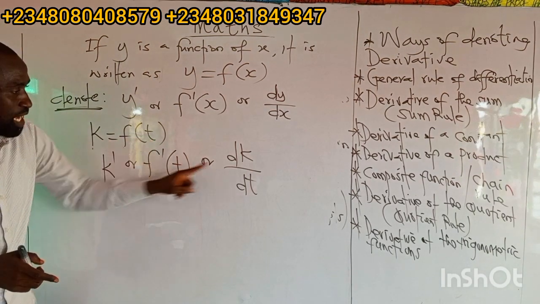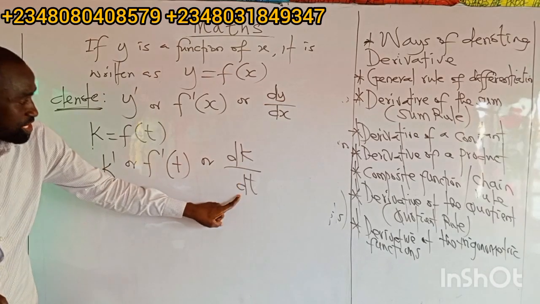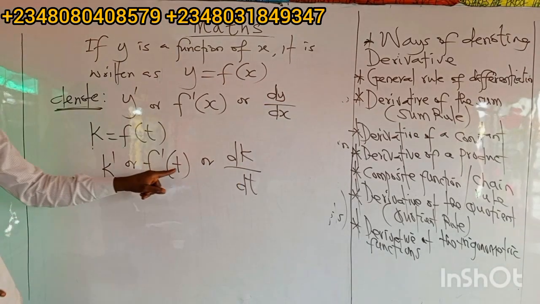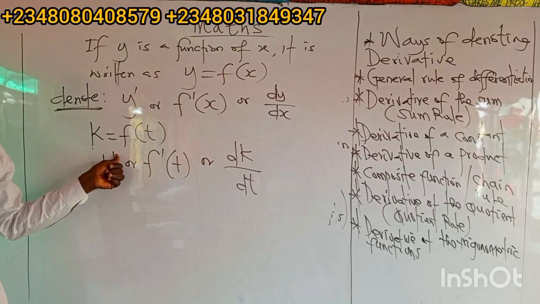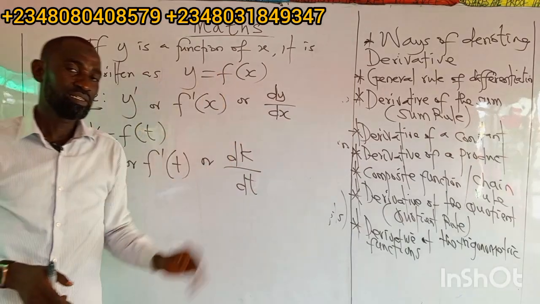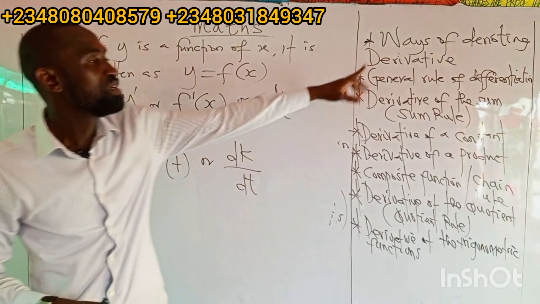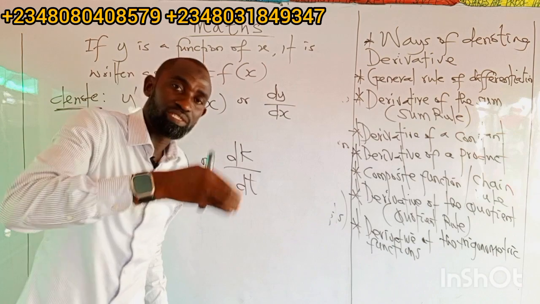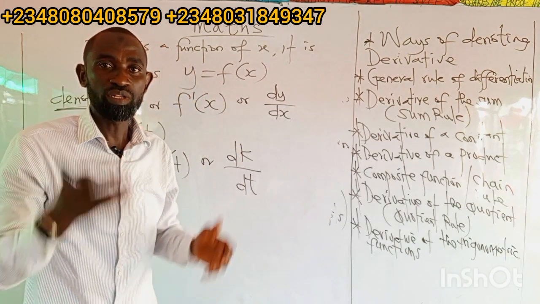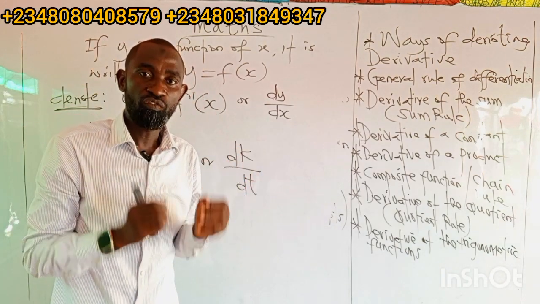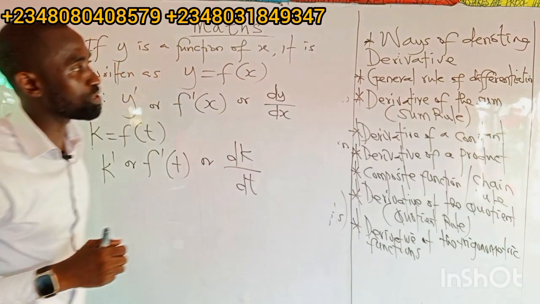That is why we are using dk/dt. Are you with me? Or we say f prime of t, or k prime. These are the ways that we use to denote the derivative, which is the result that we want to obtain from differentiating a function.